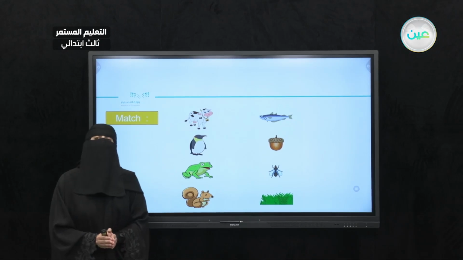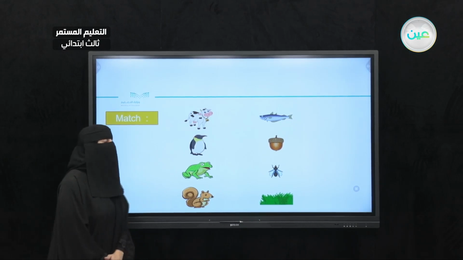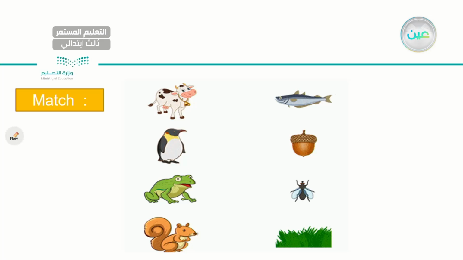Okay, so help me out now. Try to match the favorite food. Let's start with a cow. What do you think? What do you think? Do you think cow would like to eat fish, a nut, an insect, or grass?